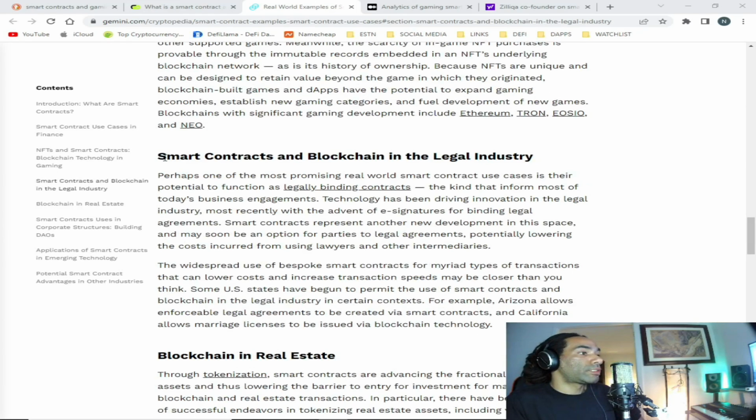So here is smart contracts and blockchain in the legal industry.